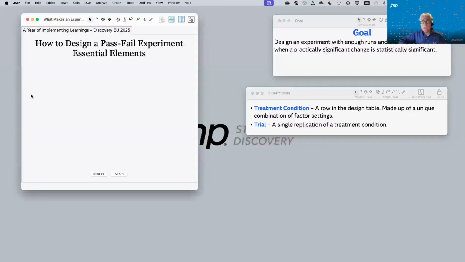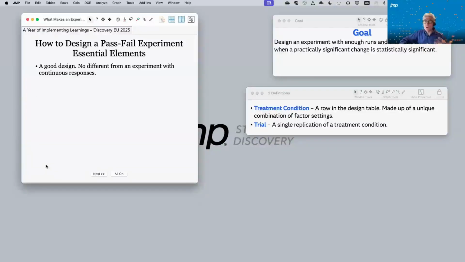So how do we design something that's going to meet my goals? Well, the first part you should already be familiar with. You start with a good design, and we saw that in Christian's example. He got together with subject matter experts. They discussed how many factors, which factors they think are important, how many of the two-factor interactions need to be included, quadratic effects, things like that. That is always the beginning. So no different than how you would handle this if your response was continuous. All right, now here's where things get a little bit different.